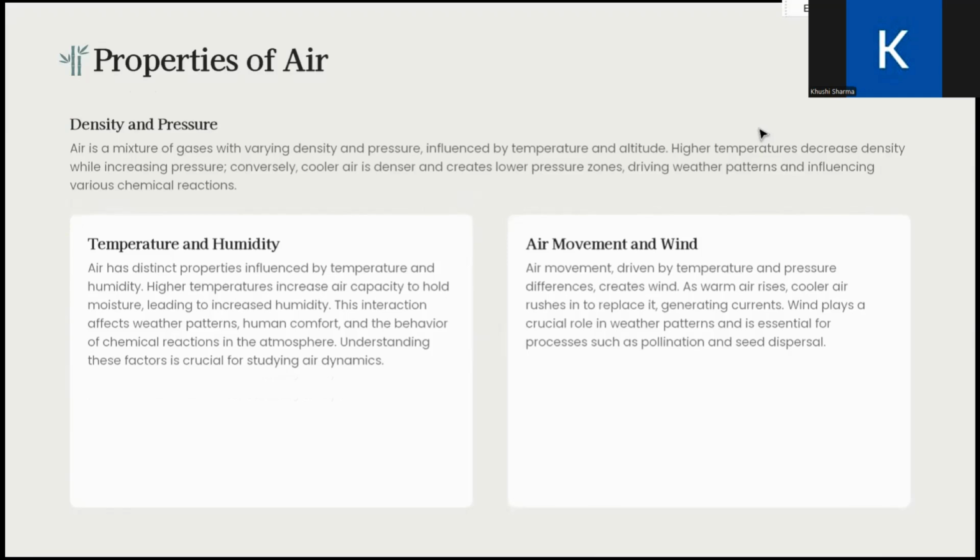Now, talking about the properties of air, density, and pressure. Air is a mixture of gases with varying density and pressure influenced by temperature and altitude.